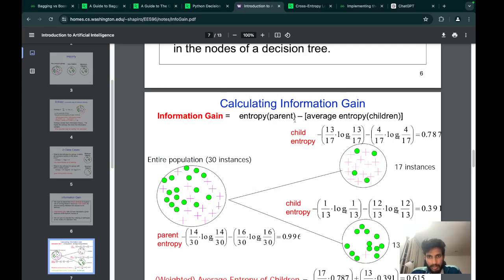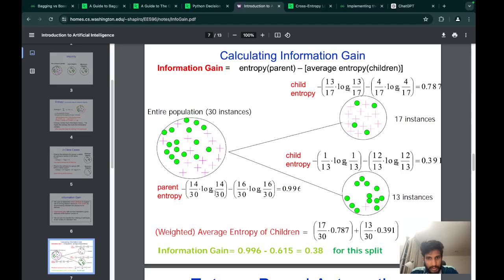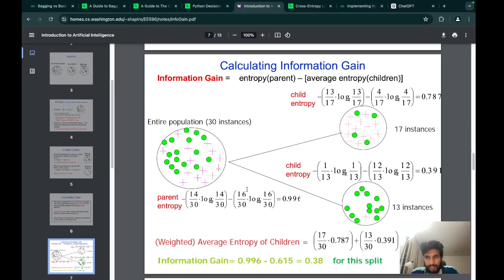So information gain is basically entropy of parent minus entropy of child. What does that mean? This is two classes, so I guess it's not that hard. So the parent entropy is this thing we had before. It's 0.996.